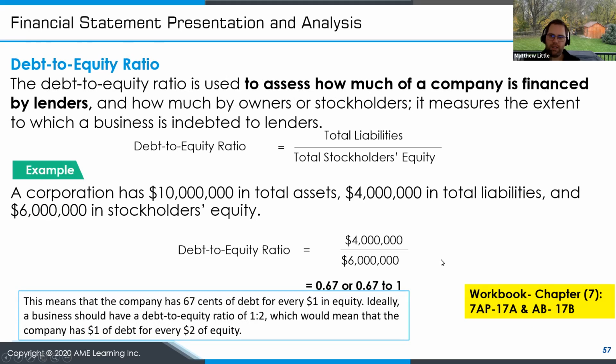So another ratio is a debt to equity ratio, where we look at total liabilities divided by total stockholders' equity. So again, in the same example where we had 10, 4, and 6, we would look at their total liabilities of 4 divided by our equity of 6 is 0.67. So what that means is they have 67 cents of debt for every dollar in equity. And you would typically want a 1-to-2 or a 0.5 ratio. So it's close, but I would say they're over leveraged in debt, not as leveraged against their shareholders.